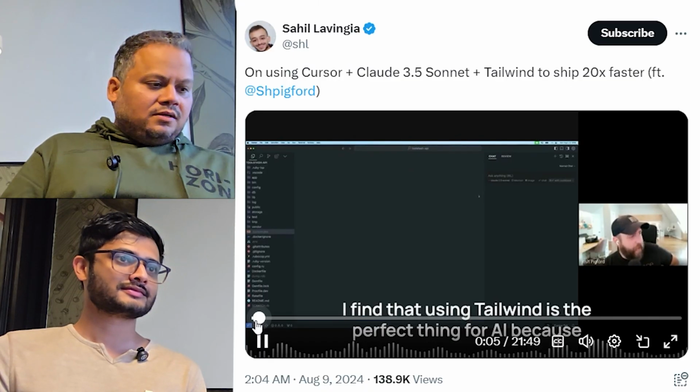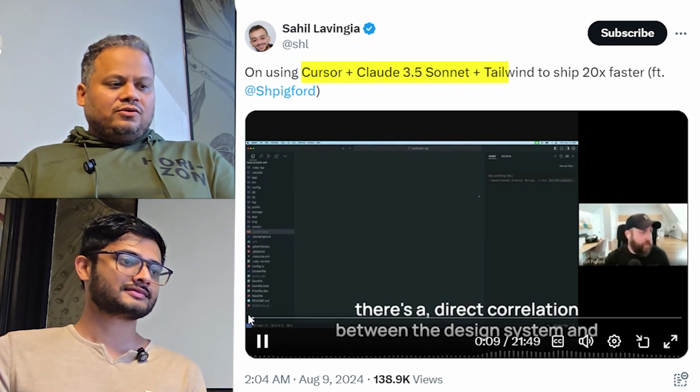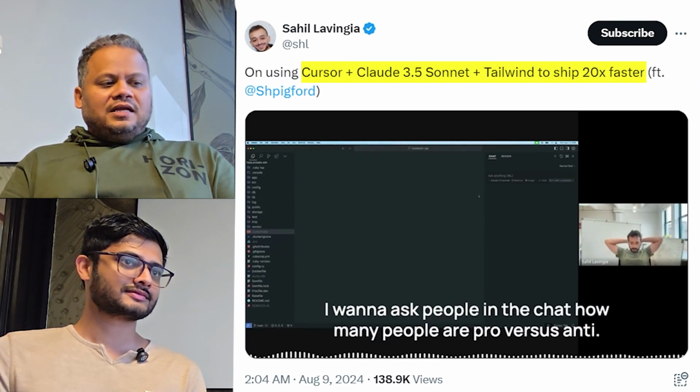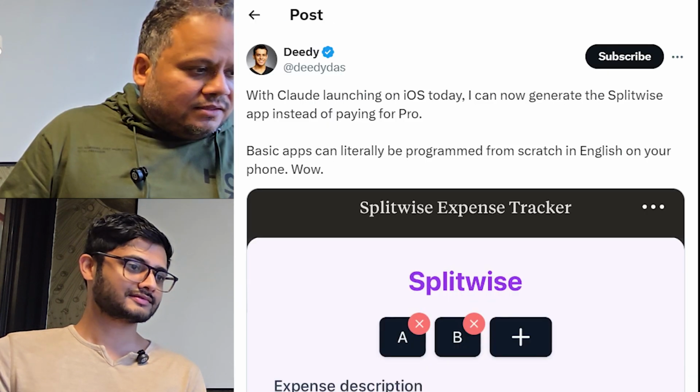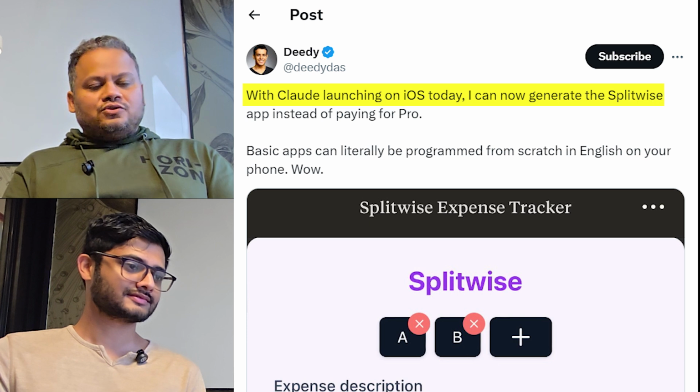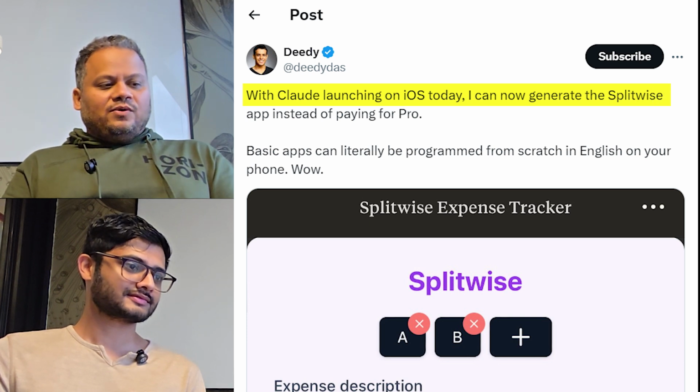For example, this Sahil says on using Cursor plus Claude 3.5 Sonnet, Tailwind to ship 20x faster. And then another person, DD on Twitter, says with Claude launching on iOS today, I can now generate the Splitwise app instead of paying for Pro. Basic apps can literally be programmed from scratch in English. But then some people are talking about more advanced stuff.